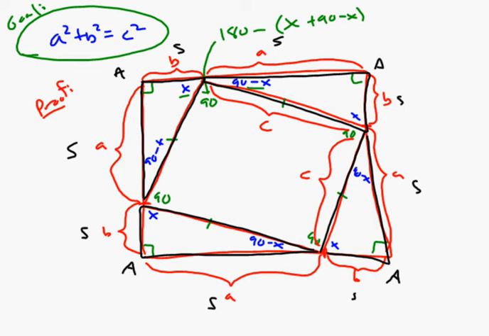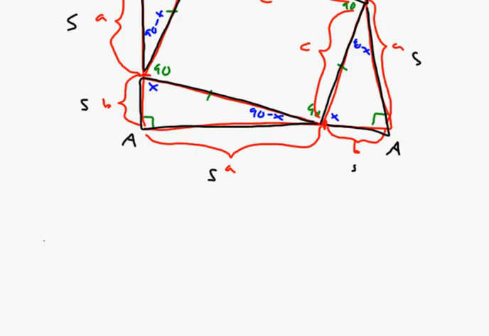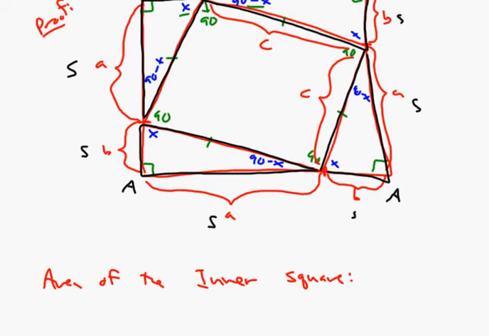So what can we do? Well, I'm going to start by asking you to think about the area of the inner square. So the area of that inner square there, because of the way we've labeled it, would be C squared. We know that because it has a length and width that's both C.